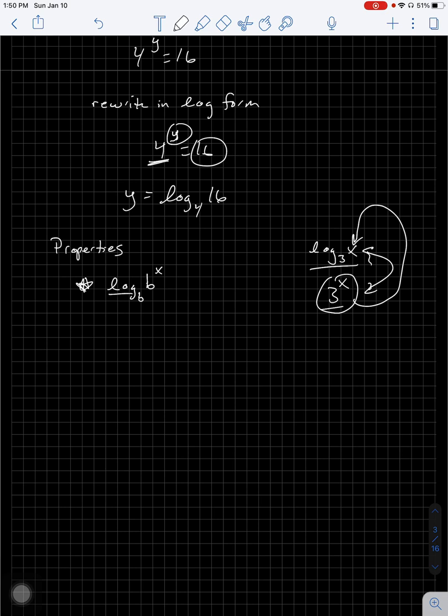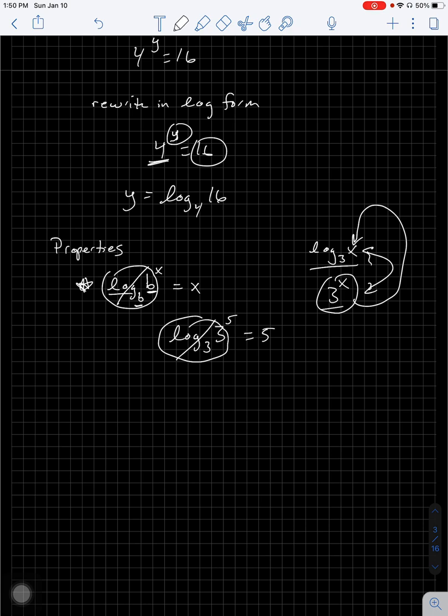This is a log of a base composed with an exponential of the same base. What happens is they cancel and it just leaves the exponent, but the exponent comes down to ground level. It's a very interesting property. So anytime you see log base 3 of 3 to the 5th, that's just 5. The log and the base of the exponential cancel out, and the exponent comes down.